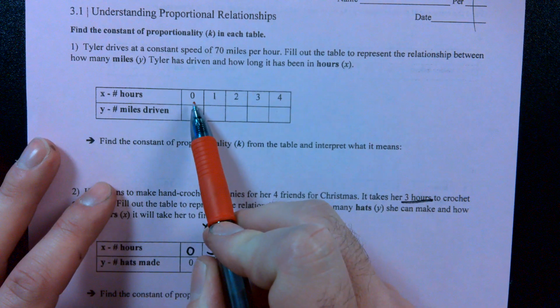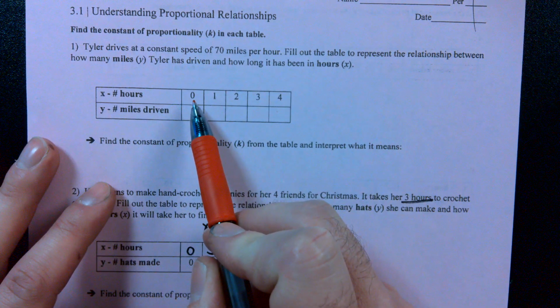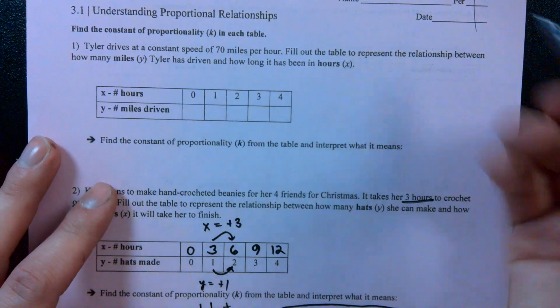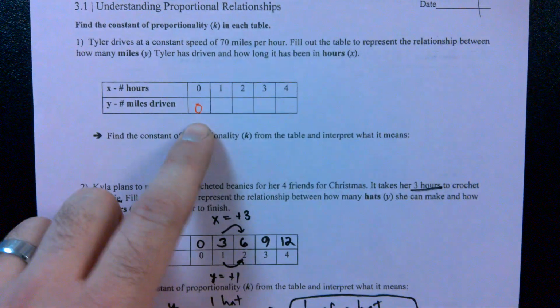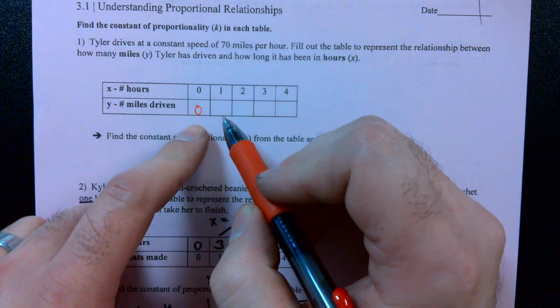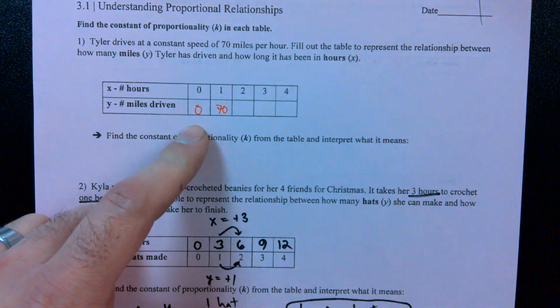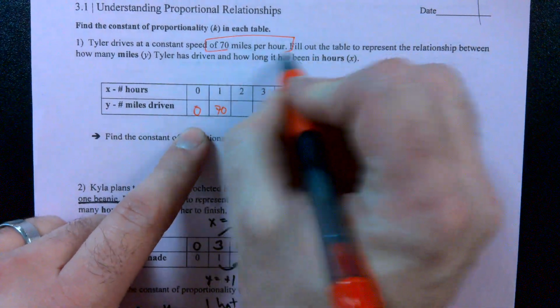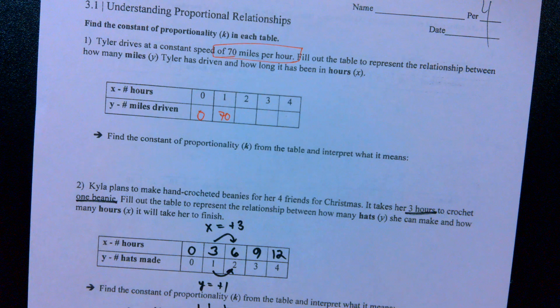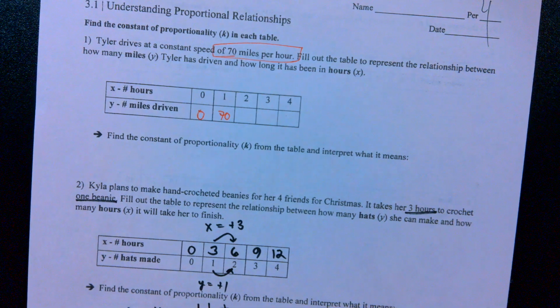How many miles has Tyler driven in 0 hours? 0, right? Almost got you. 0 hours. What about after 1 hour? How far has he gone? 70. Where'd you get 70 from? From the sentence. 70 miles per 1 hour.